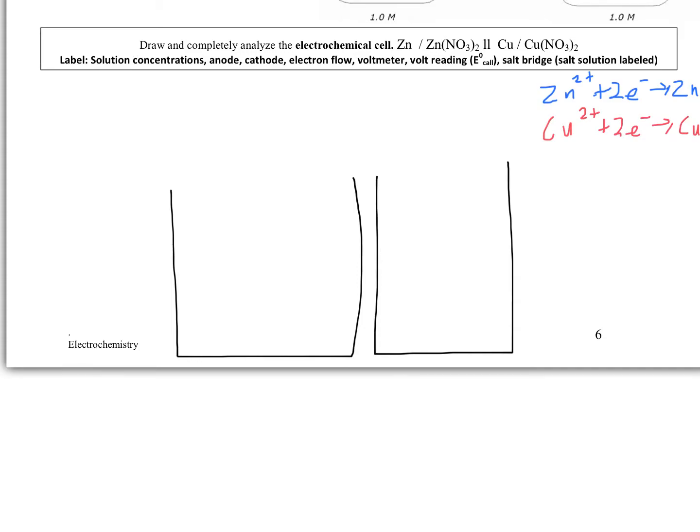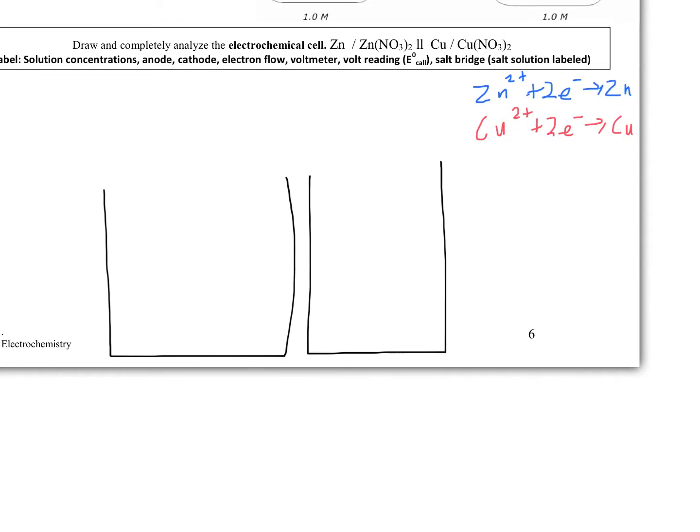The zinc has a negative 0.76 reduction potential, and the copper has a 0.34 reduction potential. So looking at this, one obviously has a greater potential to be reduced. So whichever one is reduced, red cat, this is going to be my cathode. And this one then must be my anode.